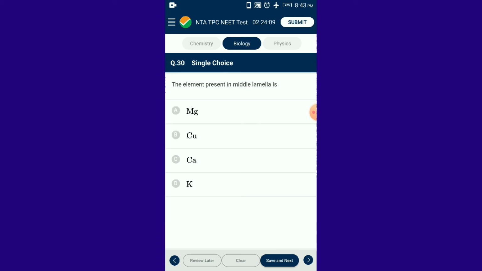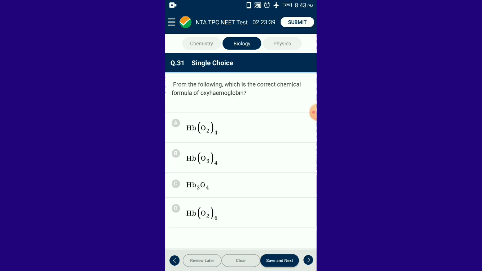Question number 30. The element present in middle lamella is calcium. It is absorbed by plants in the form of calcium carbonate, etc. It occurs in exchangeable form.